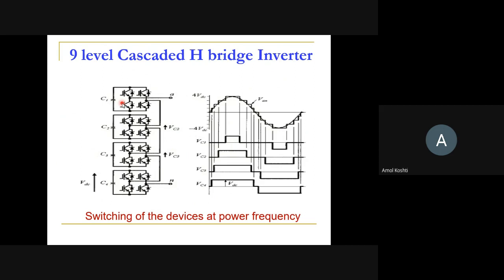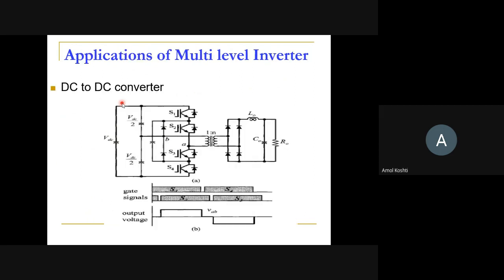After this, the last point is the application of multilevel inverters. Nowadays, multilevel inverters are used widely in industry applications. Generally, why are these used? Because they can be constructed for high frequency and high switching, and they can also be used for high voltage and high current applications. So we can construct these inverters for any frequency.